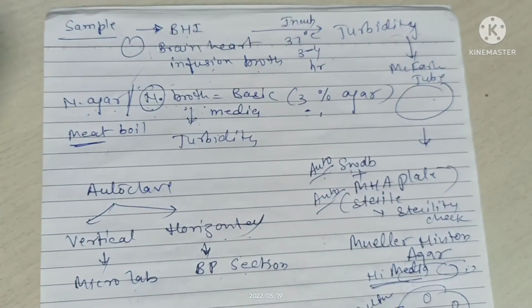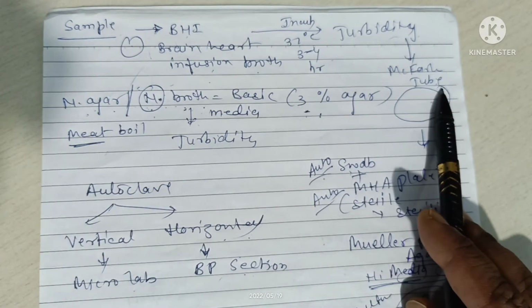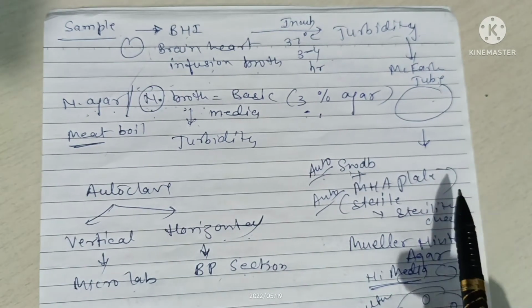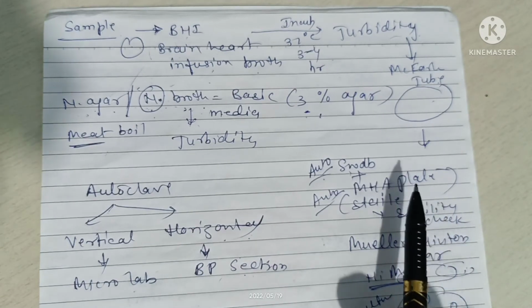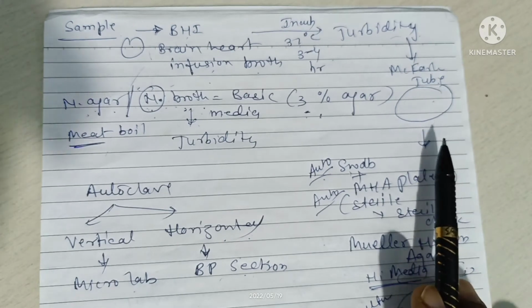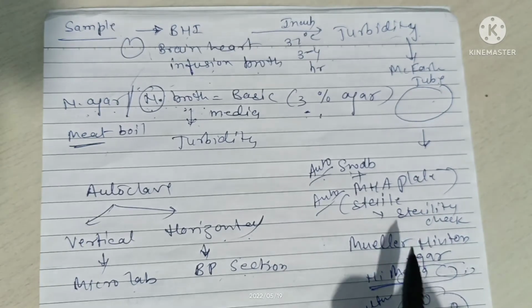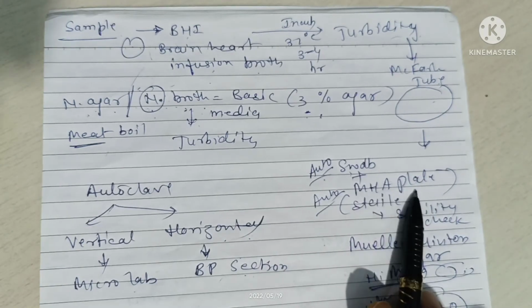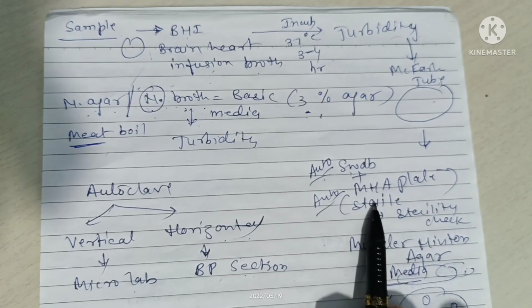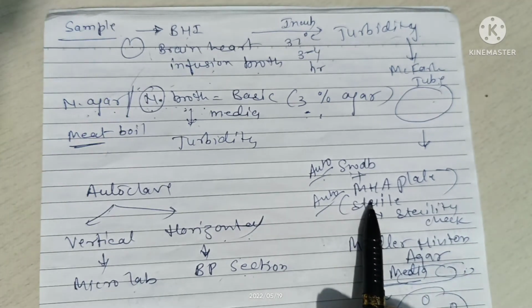After standardization of the turbidity by the McFarland standard method, we have to inoculate the turbid BHI broth, a loop full of broth or 2 to 3 drops of the broth, onto the Muller-Hinton agar plates. Why are the Muller-Hinton agar plates taken? Because it is the best studied agar for the antibiotic sensitivity test.